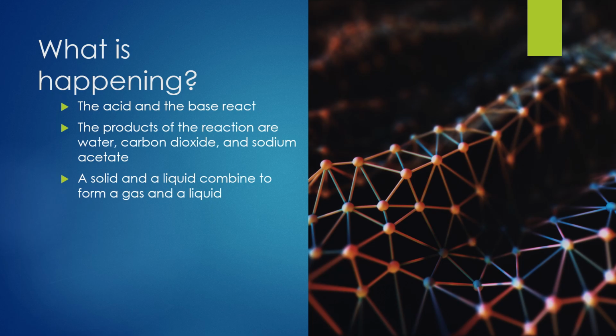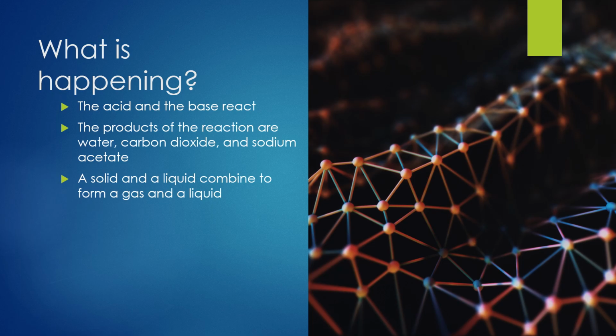Acids and bases very commonly react with each other because they're opposite sides of a pole, pretty much. They always want to neutralize and meet in the middle. Through meeting in the middle, they react and cause different products. The products of this reaction are specifically water, CO2, and sodium acetate.